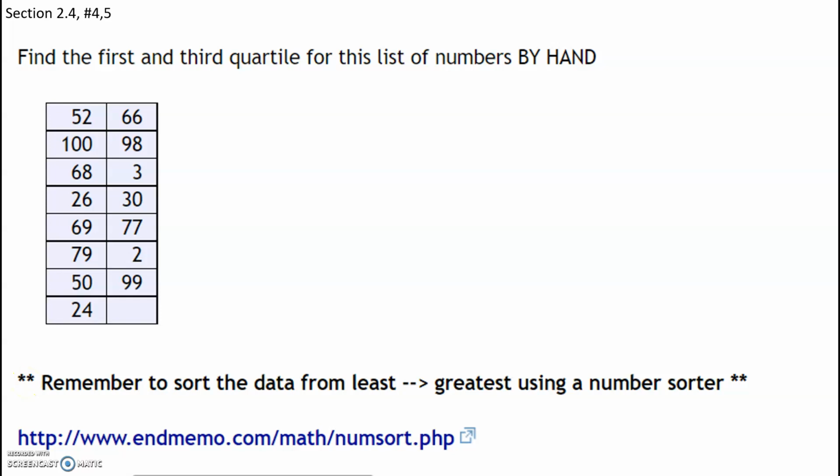Okay, this question asks us to find the first and third quartile for this list of numbers by hand. All right, so the first thing to remember is that this data needs to be sorted from least to greatest using a number sorter. And there's a link in the problem.